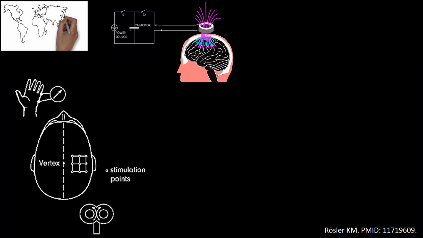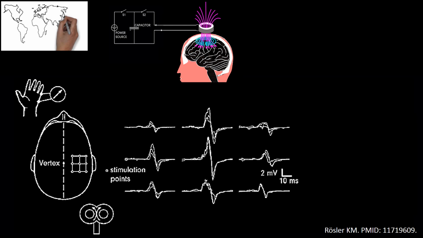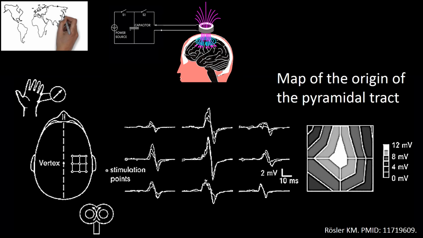Then, using specific points of stimulation and activating those areas, we will come out with muscle motor evoked potentials of different amplitudes. The highest potential is likely to indicate the location of the origin of the pyramidal tract. Smaller potentials indicate the surrounding area.